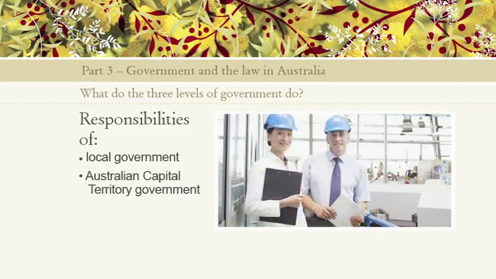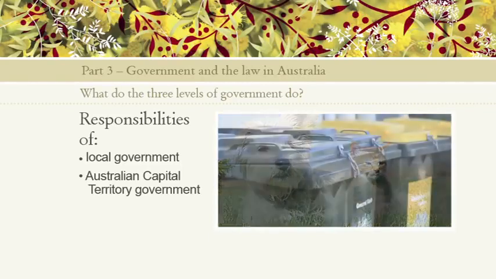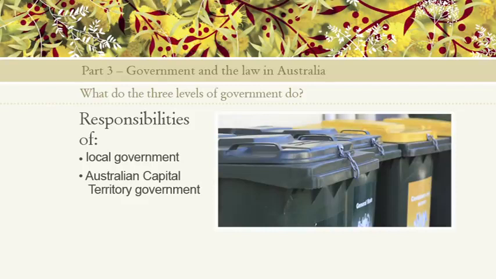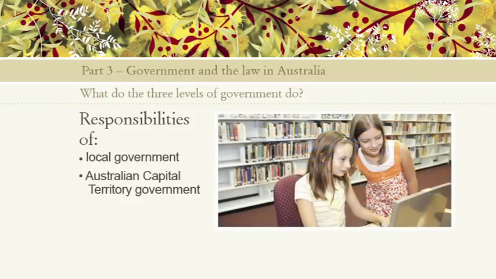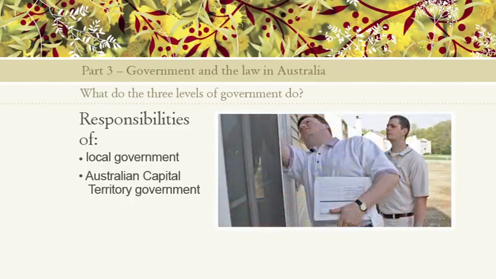Food and meat inspection. Noise and animal control. Rubbish collection. Local libraries, halls and community centres. Some childcare and aged care services. Building permits. Social planning. And local environmental issues.